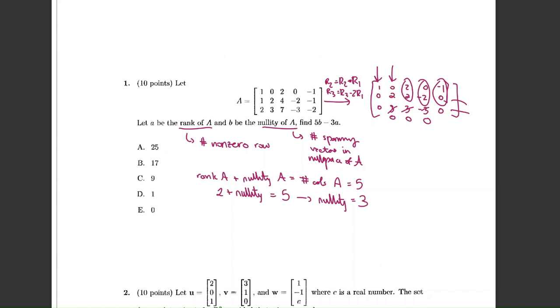So now we know that a is equal to 2, and b is equal to 3. So 5b minus 3a is 5 times 3 minus 3 times 2, which is 15 minus 6, which is 9. So the answer is C.